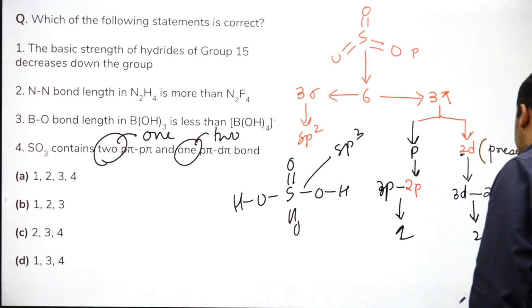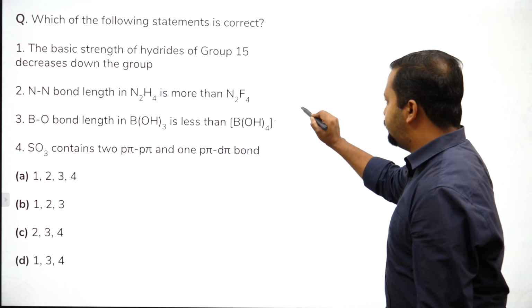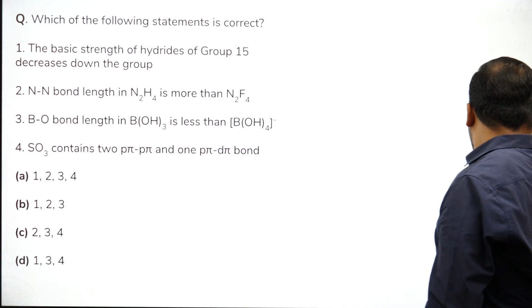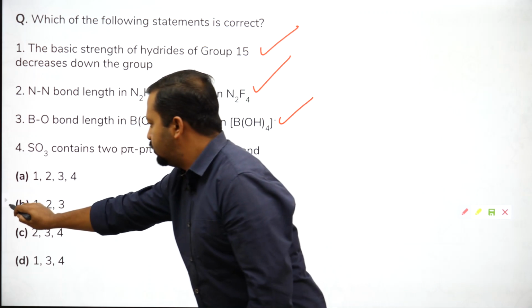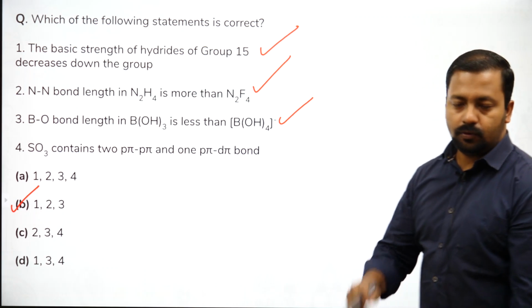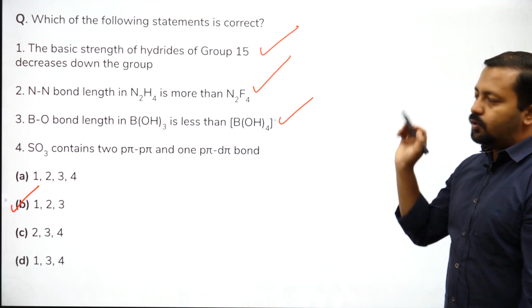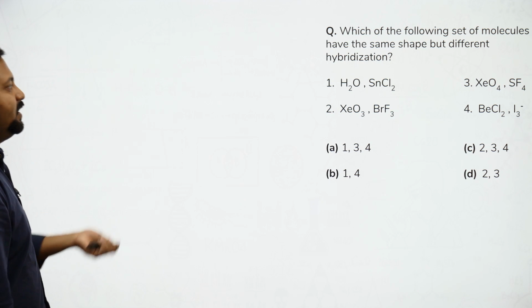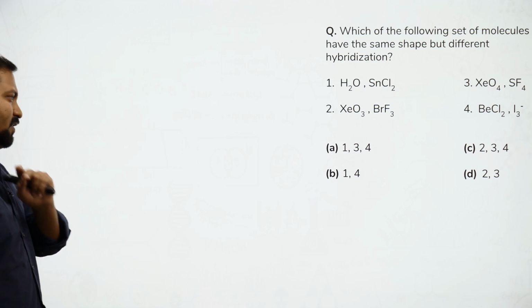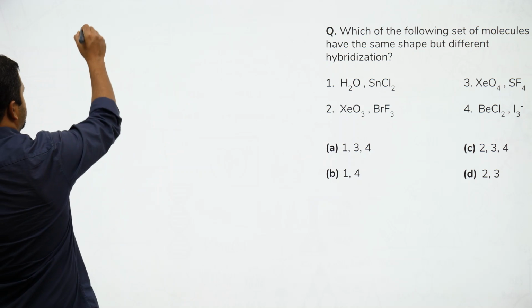Okay, so our correct statements are these 3, so it will be 1, 2 and 3. Okay, let's move on to the next question. Which of the following sets of molecules have the same shape but different hybridization? Okay, very easy question. Let's start writing.